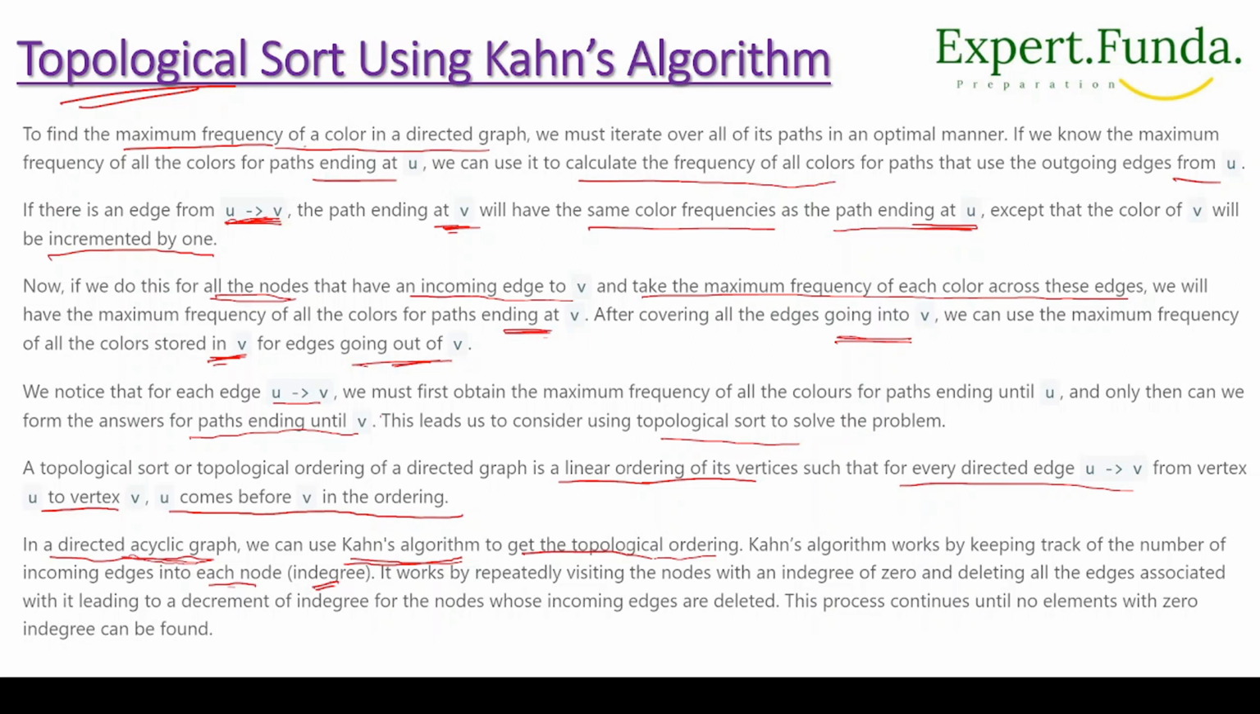Okay, so how will we do that? We have to visit the node with an in-degree of 0 and delete all edges associated with it, leading to a decrement of in-degree for those nodes whose incoming edges are deleted. This process continues until no element with 0 in-degree can be found. I think you got it.